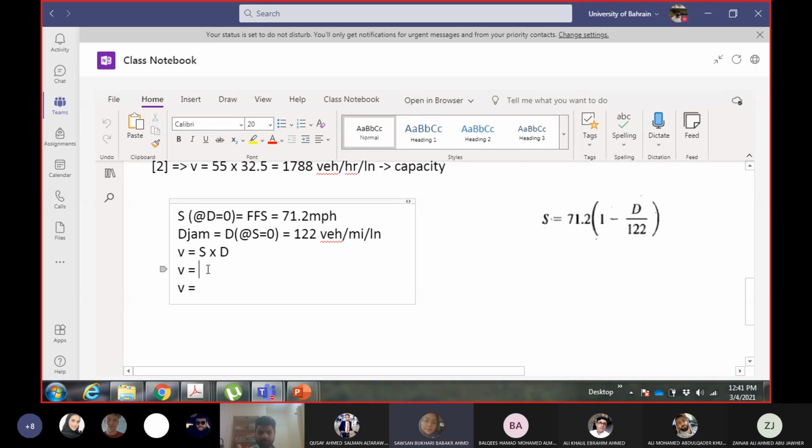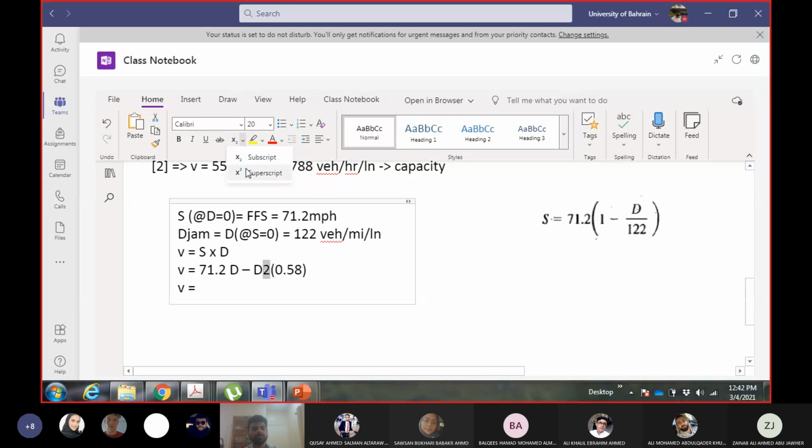So I need the equation of V and D, and I need the equation of V and S. The equation between V and D will equal 71.2 D minus D squared multiplied by 0.58. Okay, good.